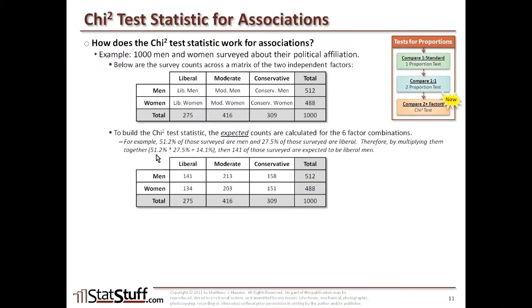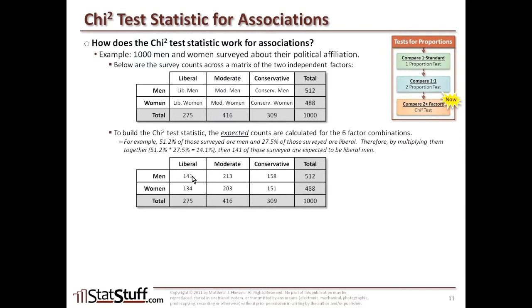So the way to do that is, we'd see that in this example, 51.2% of those surveyed are men. That's based off of this number here. If there are 1,000 surveyed, 512 were men. Well, that means 51.2% of those who were surveyed were men. And we'd also see that 27.5% of those who were surveyed were liberal. Well, therefore, if we just multiply the two of them, 51.2% times 27.5%, that comes up to 14.1%. So with 14.1% of the 1,000, that's the number we plug into this cell of the expected number of liberal men that we'd expect to see.